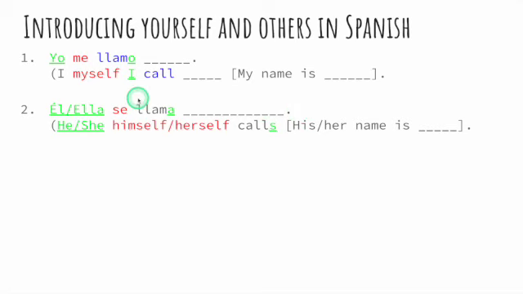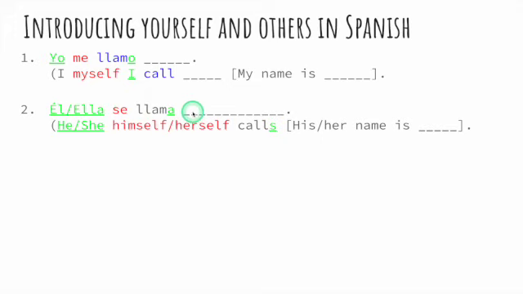Now, one thing I do want to point out here, a common mistake I hear people make, is they want to add the word "es" right here, and also up here. They'll say "me llamo es," or "se llama es," or "él se llama es," or "ella se llama es." That is incorrect, 100% incorrect to put an "es" right there.